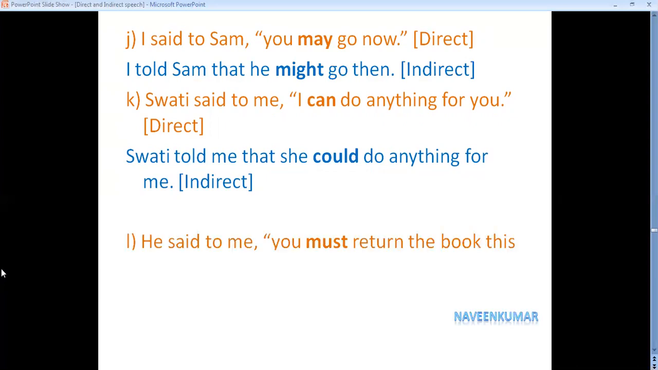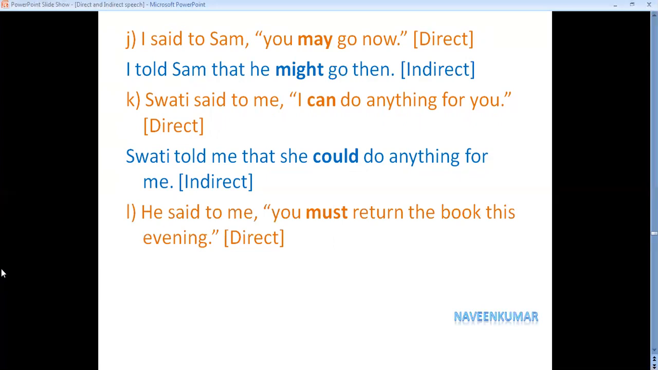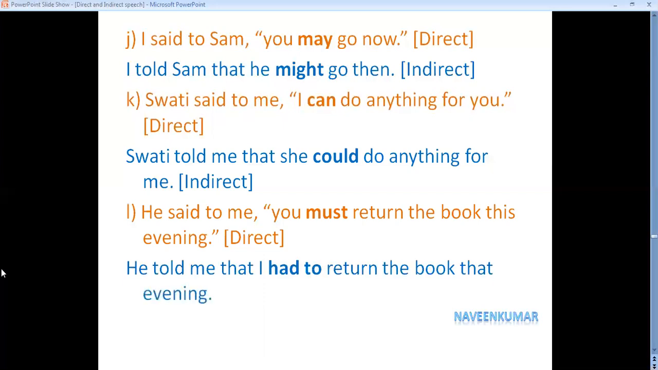Next one. He said to me, "You must return the book this evening." Must is there. So if must is there in direct speech, how does it change into indirect? Remember the table. He told me that I had to return the book that evening. Okay, so these are a few examples that we could give for that second rule.